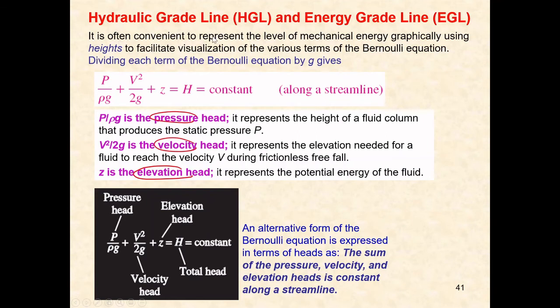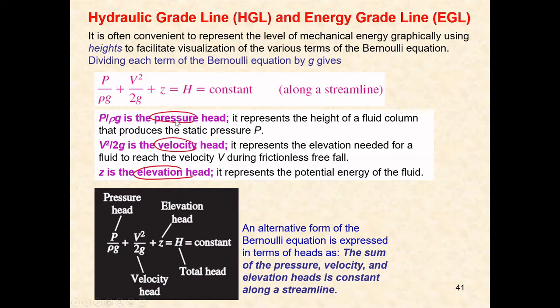It is often convenient to represent the level of mechanical energy graphically using height. So instead of using pressure, energy, things like that, we want to represent these terms of the Bernoulli equation using height, using meters, elevation, to facilitate visualization of the various terms. Dividing each term of the Bernoulli equation by g, where g is gravity, gives this form of equation. This is the form of Bernoulli equation that I've been using a lot, as I showed in many previous slides. So it's the same thing.